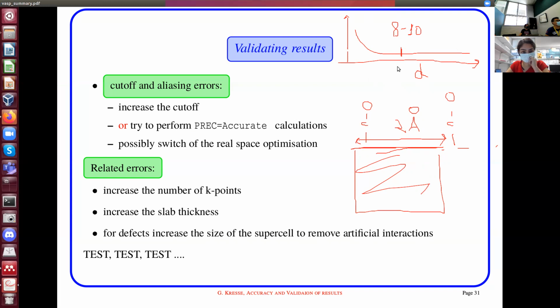So the reason why you adapt it is just because you want to have the smallest supercell ever, because the smaller the supercell, the lower the number of atoms, the faster your simulation, but you still want to have a large enough supercell so that you don't have artificial interaction.